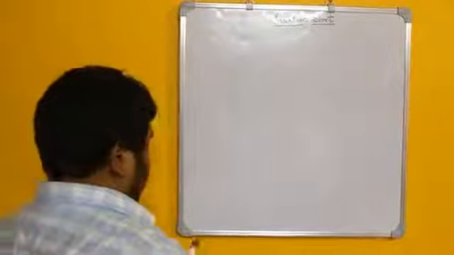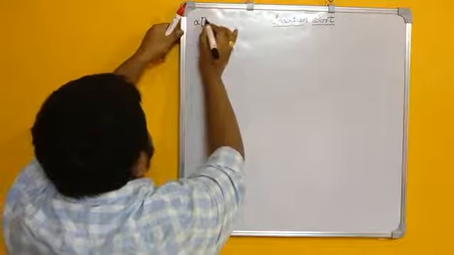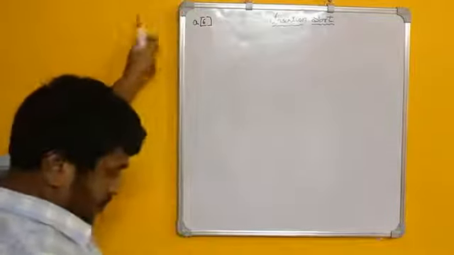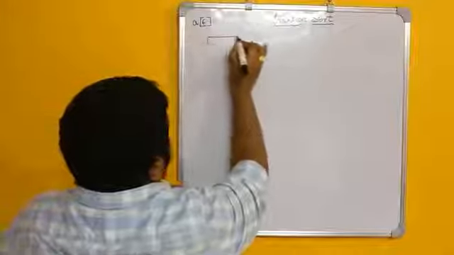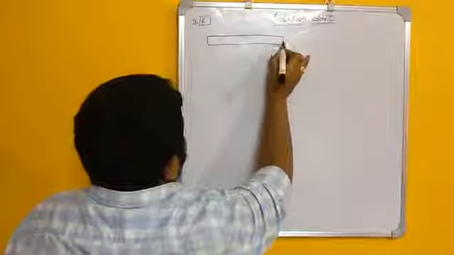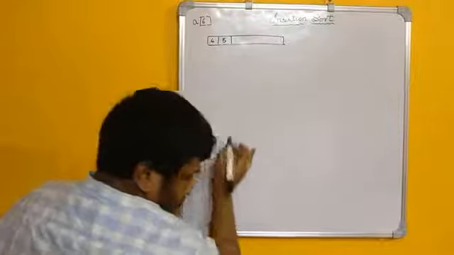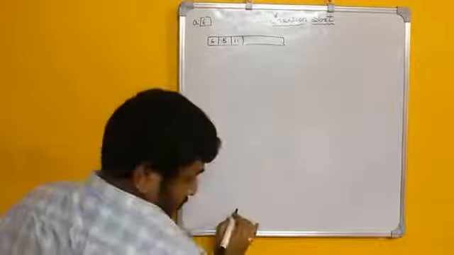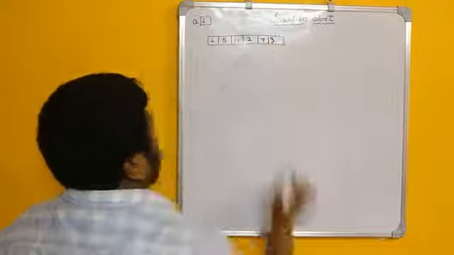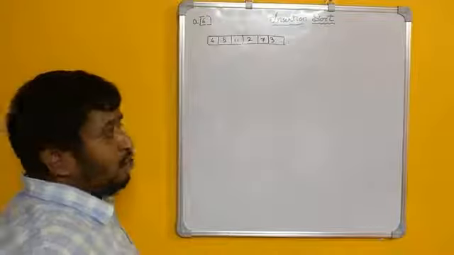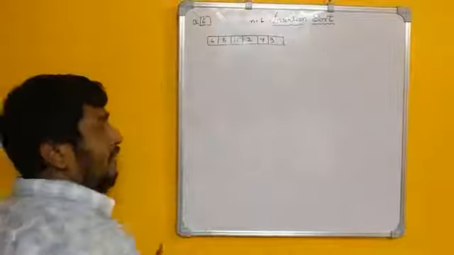So consider one array. Array name A of size 6. Let the array be 6, 5, 11, 2, 7, 3. See, there are 6 elements. So n is equal to 6. The size of the array is 6, and there are 6 elements in the array.